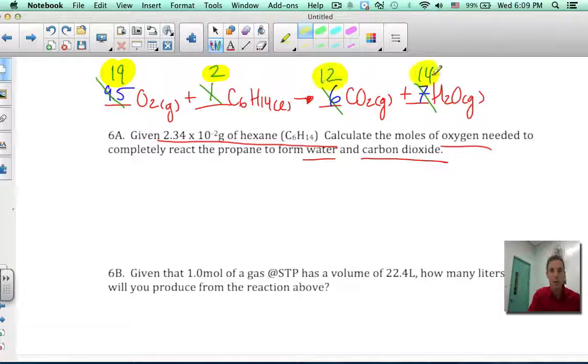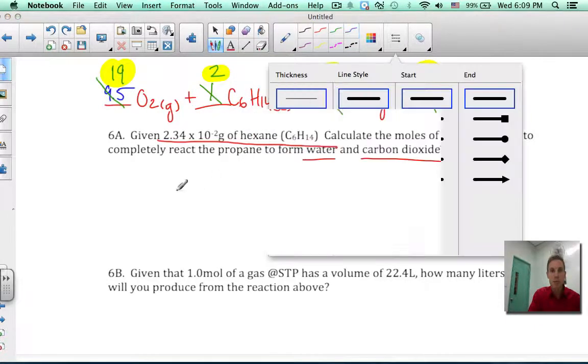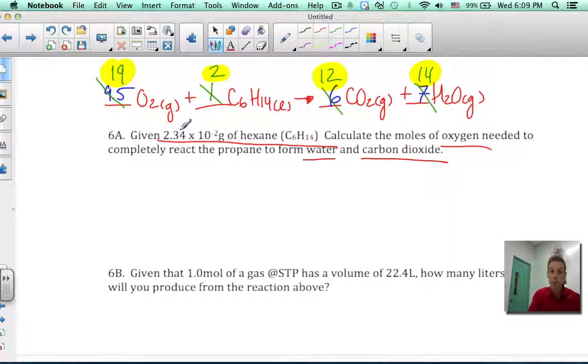Make sure that you know that these are the actual coefficients for your balanced reaction. All right. Now that I have my balanced reaction, I'm going to say that I have 2.34 times 10 to the negative 2 grams of hexane. So really I have 0.0234 grams of this. Super, super small amount, right? Calculate the moles of the oxygen needed to completely react.